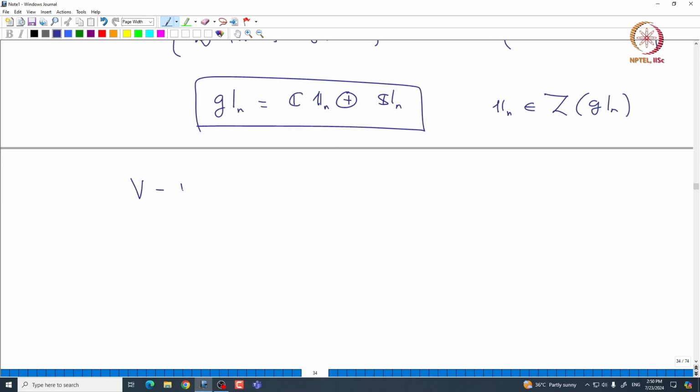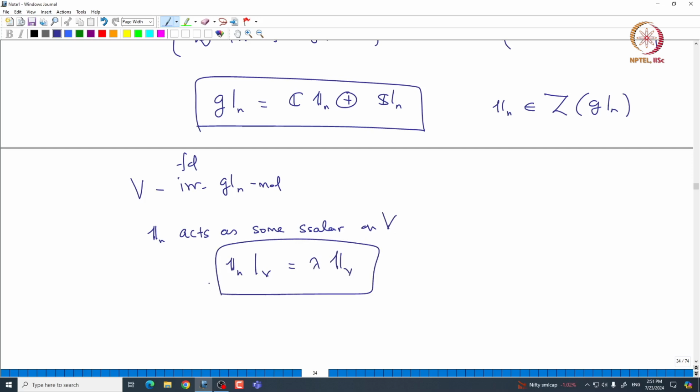Now, if we take V being an irreducible GL_N module, okay, then you can see that this identity will act as some scalar on this V. So, that means the action of identity on V will be just some scalar lambda times identity on V. Okay, we are looking at the action. So, now we can take this V and associate this lambda, and we can also see that the restriction of this module to SL_N is going to be irreducible. So, we can look at this restriction of GL_N to SL_N, the same module as a vector space V, we just restrict the action. So, this is going to be an irreducible SL_N module.